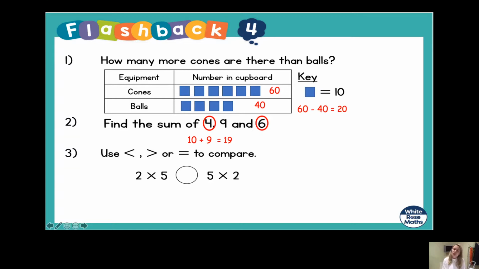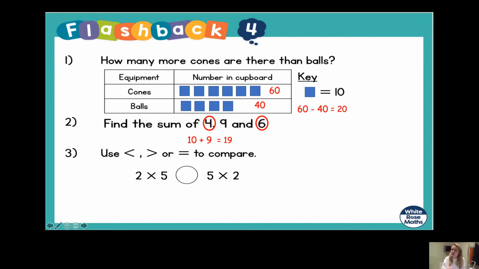Okay, number 3, use less than, more than or equals to compare the 2 multiplication number sentences. Well, what did you notice about these 2 number sentences? Yes, they're using the same numbers, aren't they? They're just swapped around, aren't they? We've got 2 multiplied by 5 and 5 multiplied by 2. So we can use commutative law to change the parts around, can't we? So that's what's happened here.